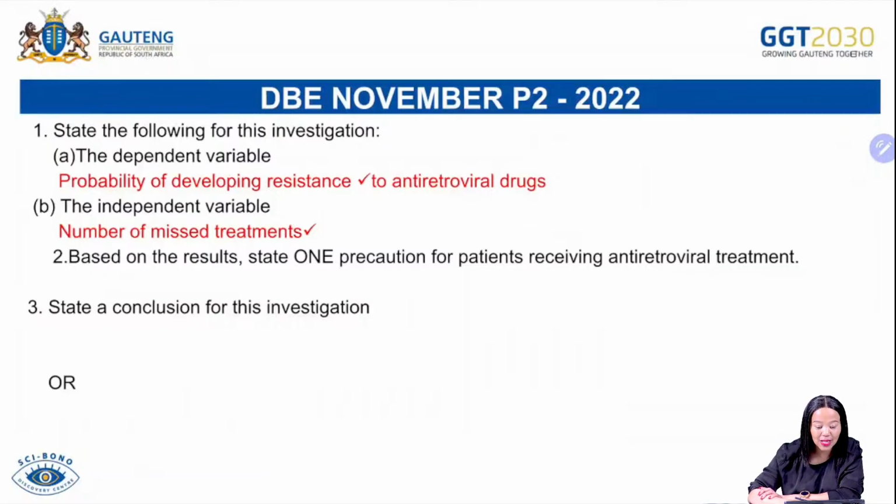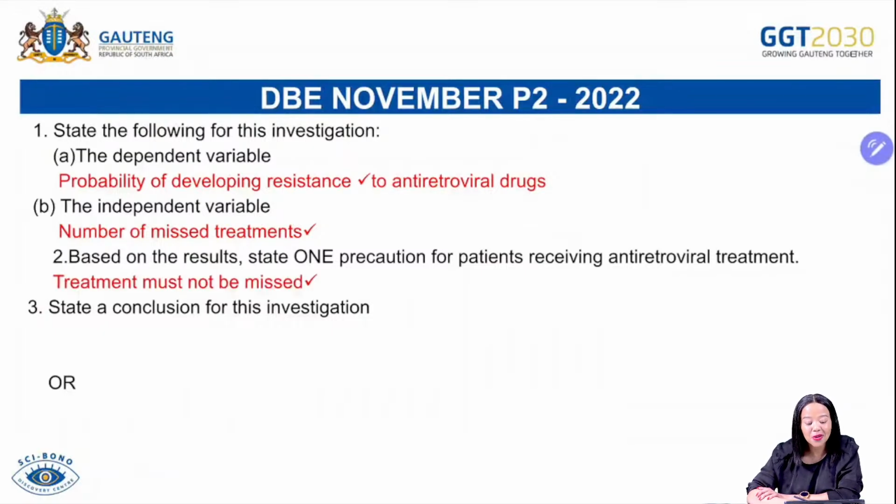Based on the result, state one precaution for patients receiving antiretroviral treatment. What is a precautionary measure that one has to take when it comes to receiving antiretroviral treatment? The patients are not allowed to miss treatments. Treatments must not be missed.